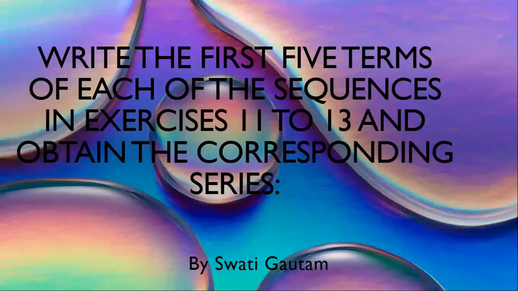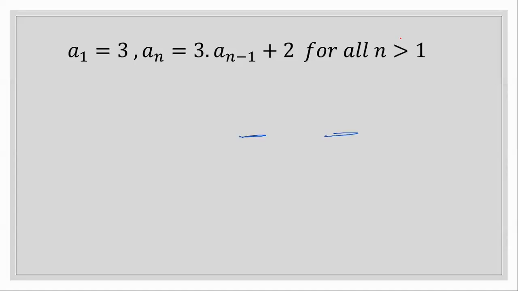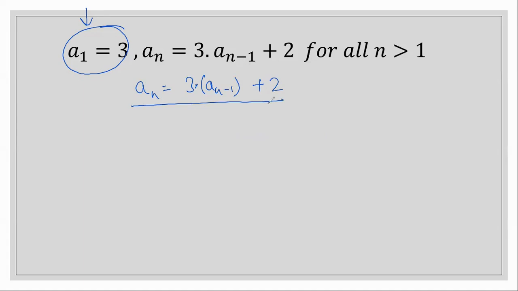So let's have a discussion regarding the first 5 terms of each of the sequences. Question number 11 to 13 we have to do. Question number 11 is this one, where A1 is given to you, that is the first term, A1 equals 3. The nth term is given as A of n equals 3 times A of n minus 1 plus 2, for all n greater than 1.